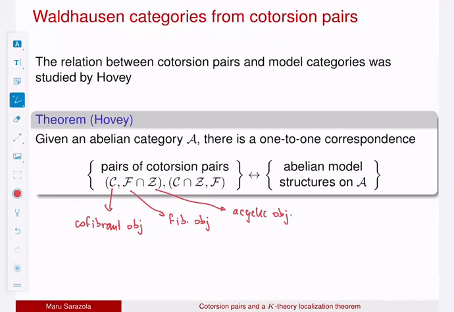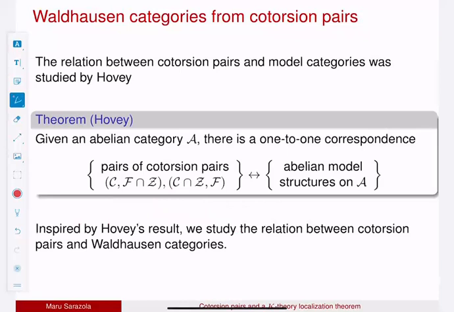Okay, so starting from a model category, we can take these classes and prove that they form Cotorsion pairs, but more interestingly, we only need these pairs of Cotorsion pairs to define all the structure in a model category. So inspired by this result, what we're going to do is study the relation between Cotorsion pairs and Waldhausen categories instead. So for model categories, we really do need these 2 compatible Cotorsion pairs, because each of these Cotorsion pairs is going to play the role of defining one of the factorization systems that we need to have present in the model category.